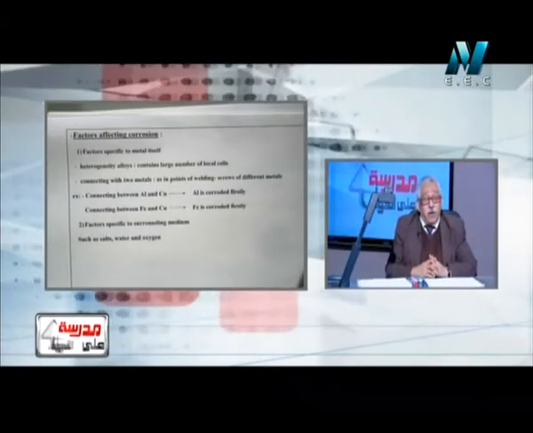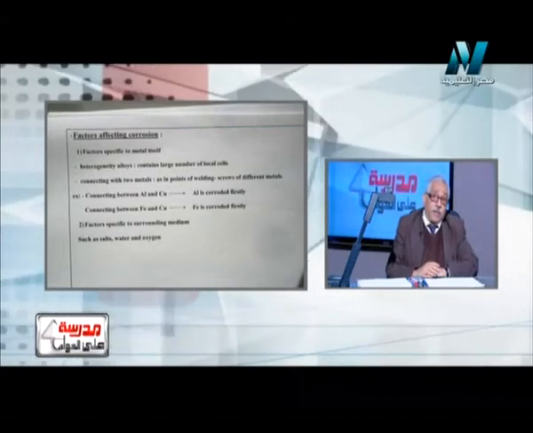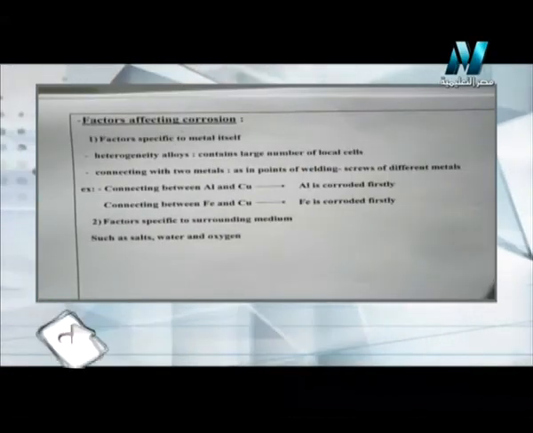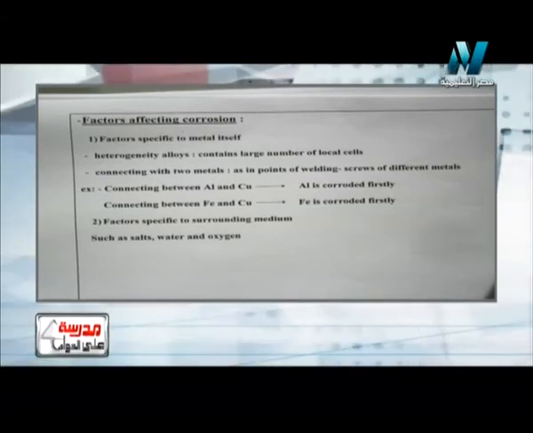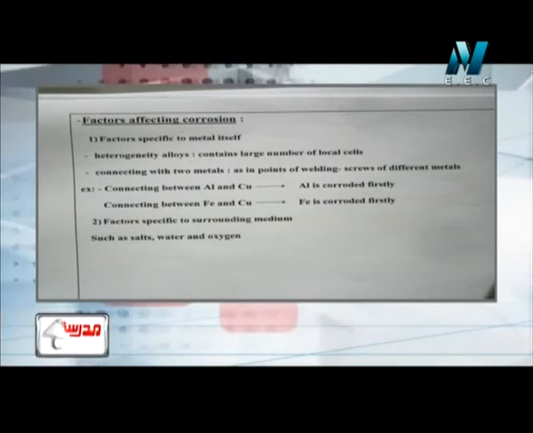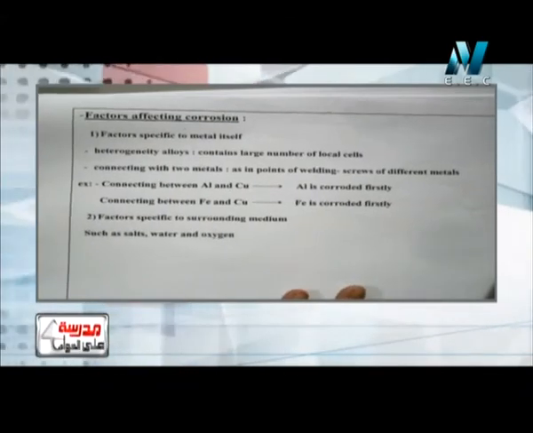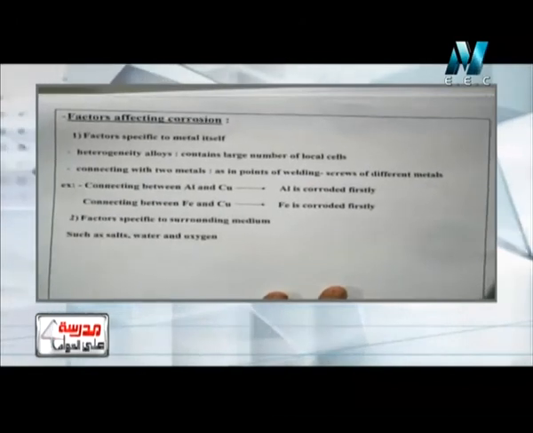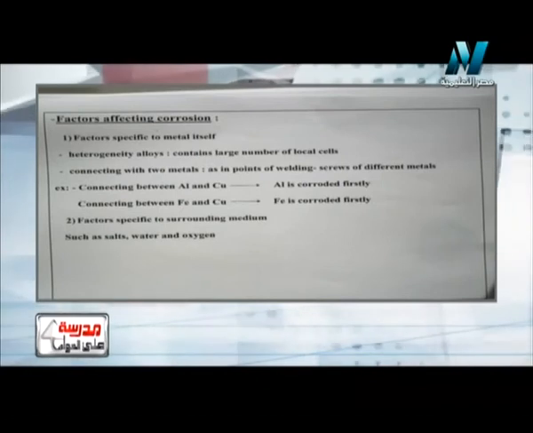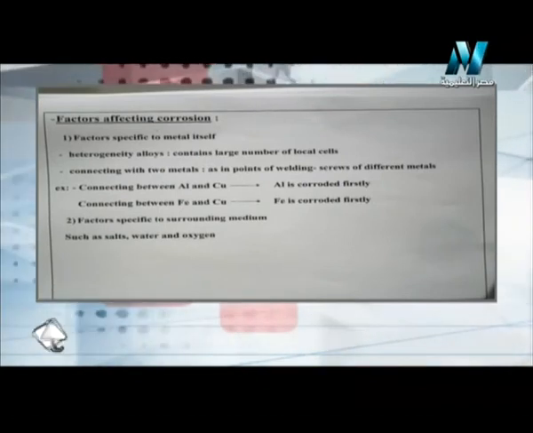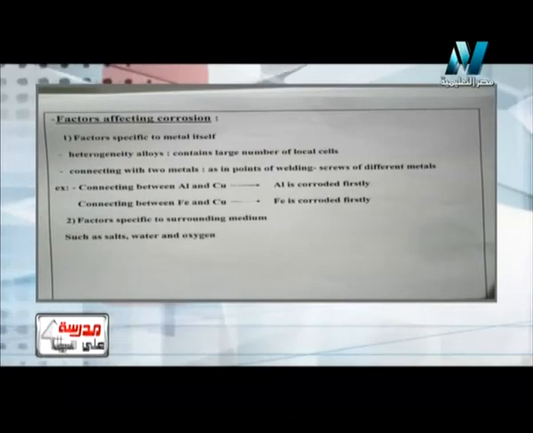Factors affecting rust or corrosion may refer to the metal itself or to the surrounding media. The surrounding media means some salts in the air, some salts in the water, water with ions, or oxygen from the air. I will explain. These are factors specific to the medium surrounding the metal, or factors due to the metal itself.